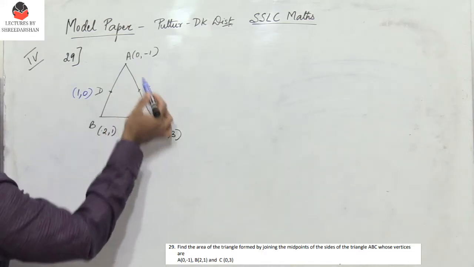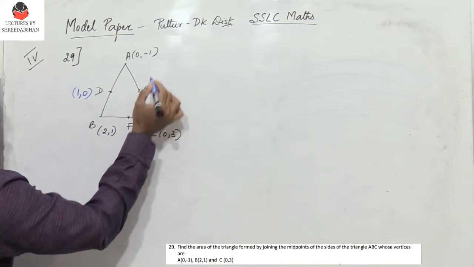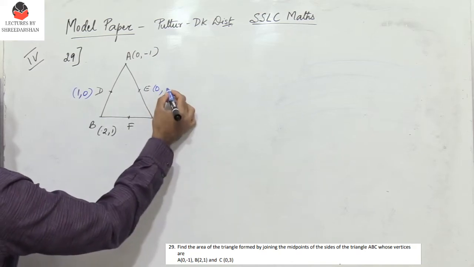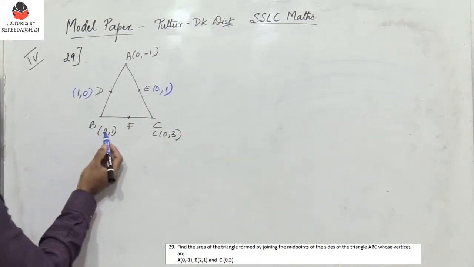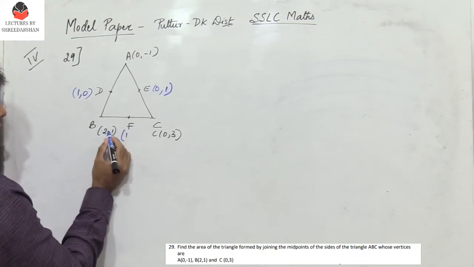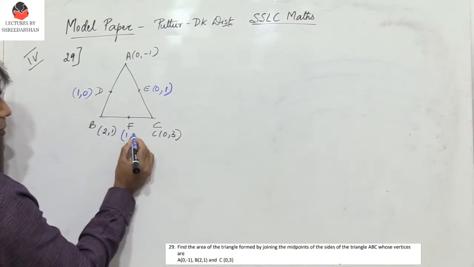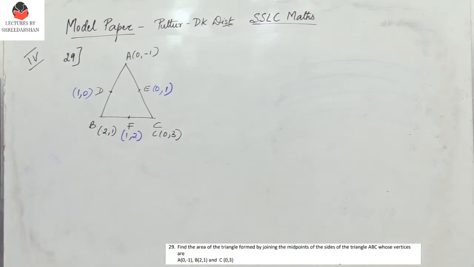Next, what about E? 0 plus 0 by 2 is 0. -1 plus 3 is 2, by 2 is 1. So I get (0, 1). And then F. 2 plus 0 by 2 is 1. 1 plus 3 by 2, that is 4 by 2, which is 2. So I get (1, 2). So these are the points.